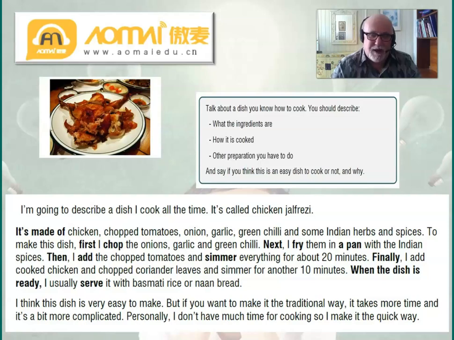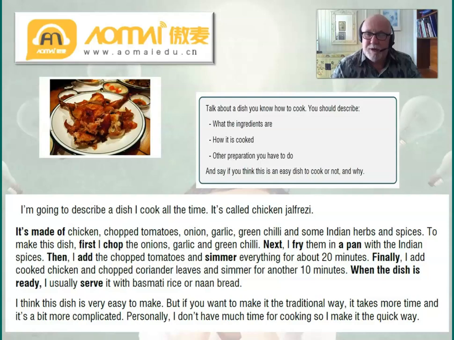Here it is. I'm going to describe a dish I cook all the time. It's called chicken jalfrezi. So, did she open up by restating the question? Yes. She said, I'm going to describe a dish I cook all the time and what it's called. Now, the examiner's looking for ingredients. It's made of chicken, chopped tomatoes, onion, garlic, green chili, and some Indian herbs and spices. So yes, she talked about the ingredients.